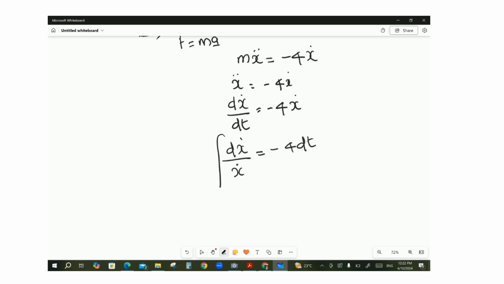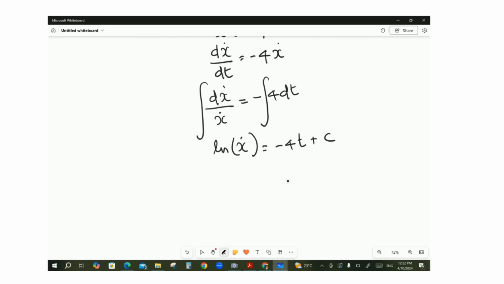Now I'm going to integrate both sides. Then the integral of dx dot divided by x dot is ln x dot, which is equal to minus 4t plus c, which gives x dot is equal to e to the power minus 4t times e to the power c, which I can write as b. So therefore x dot is equal to b e to the power minus 4t.